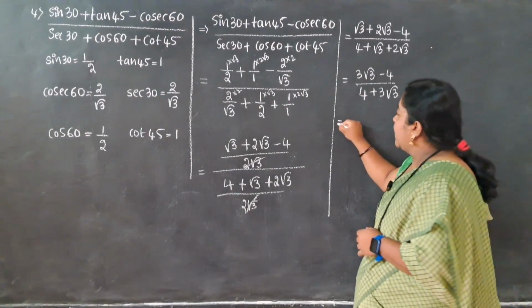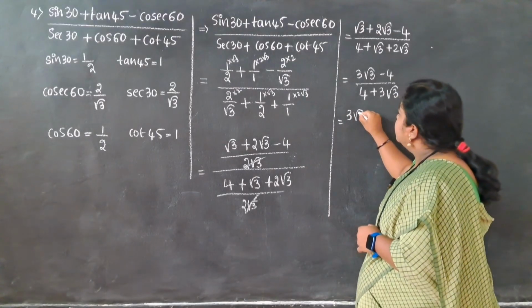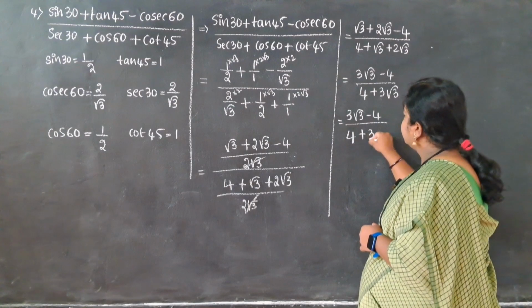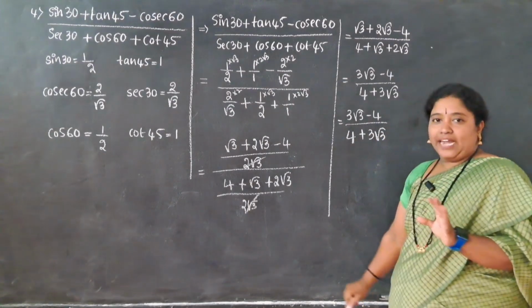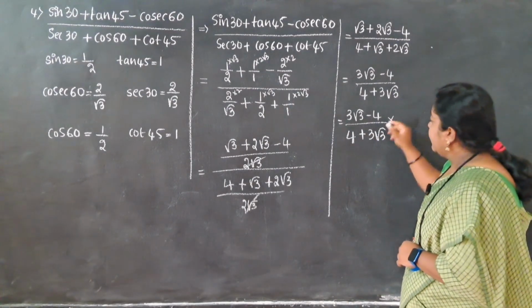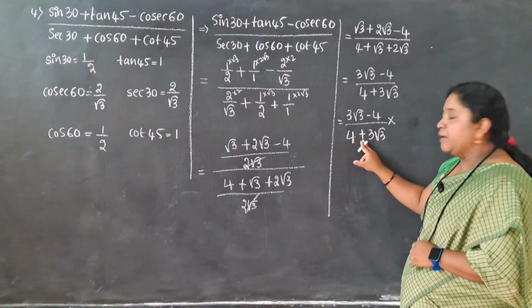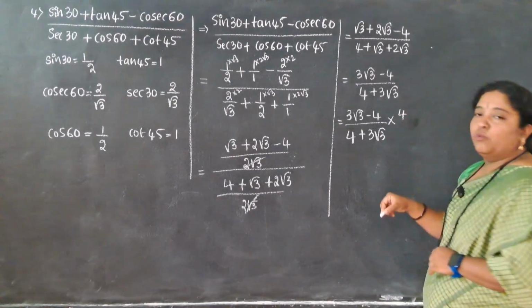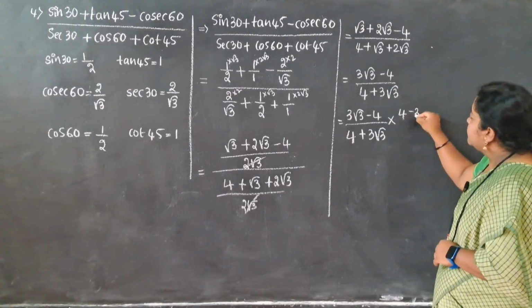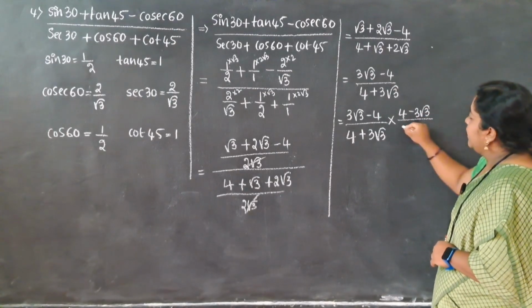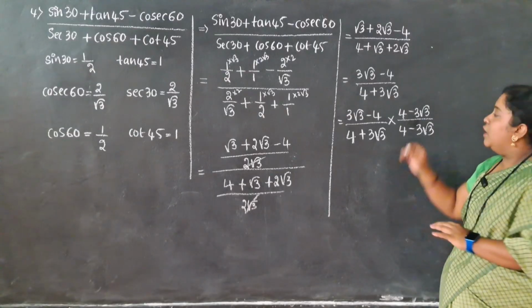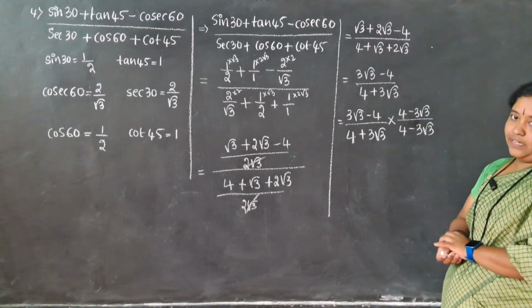And you know how to rationalize the denominator. See, I have here 3 root 3 minus 4 divided by 4 plus 3 root 3. To rationalize the denominator, I need to multiply the denominator by changing the sign. That you people know. Fine. So what I need to multiply in the numerator part? 4 minus 3 root 3. Denominator 4 minus 3 root 3. This is what I need to use to rationalize the denominator.